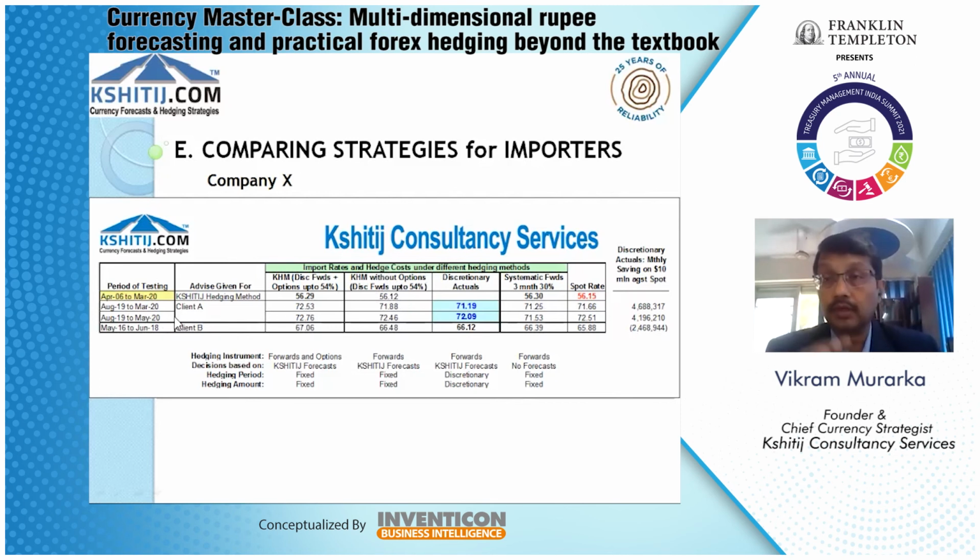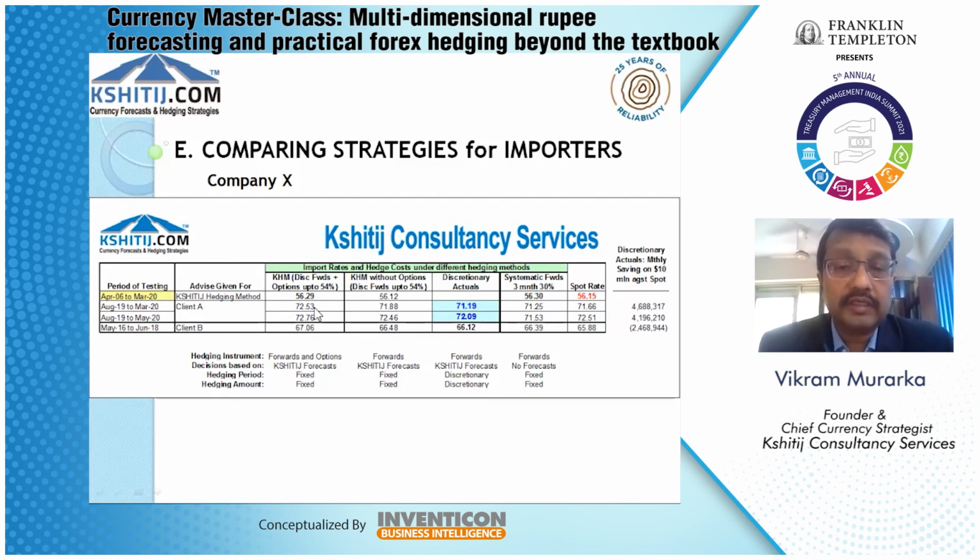Okay. So this is something that strikes us. People say that no, we've got to be only systematic, but when we're trying to save cost, 3 paisa for very large importers is also a saving on the market after hedging. Now, for client A, we found that discretionary actuals, these are actuals that we did, were 71.19 against a market spot of 71.66. And for this period, 72.09 against a market actual of 72.51. So we actually did better through discretionary forex hedging than by leaving it open for the market.